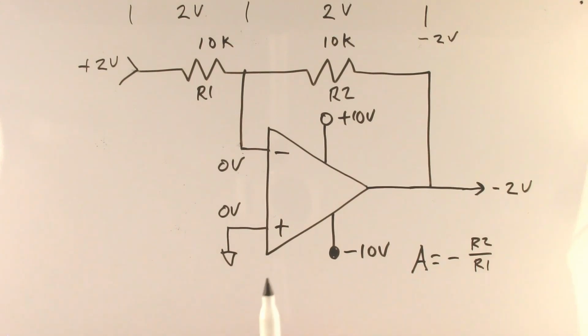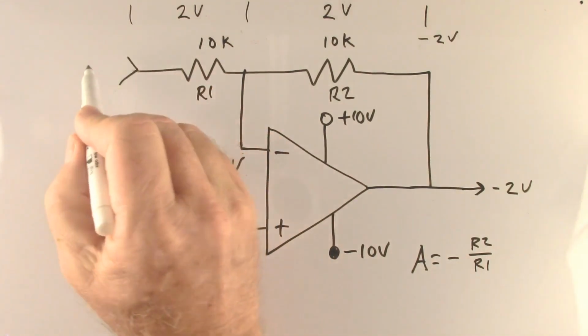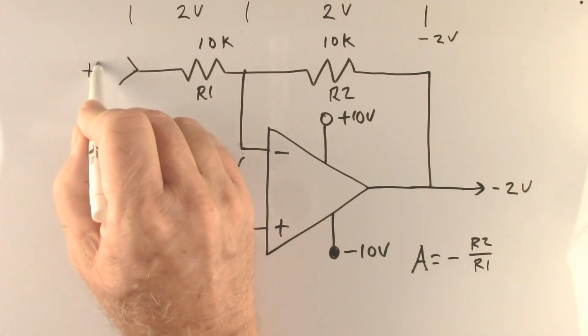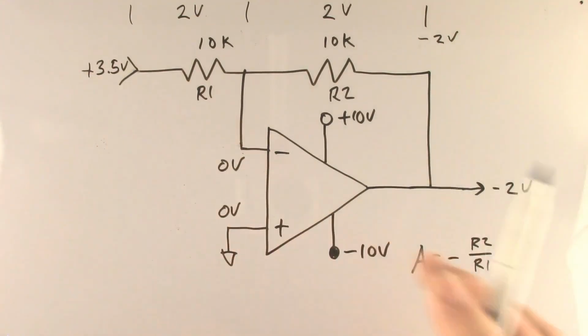So let's see what happens if we put a negative voltage over here. Let's put minus 3.5 volts.